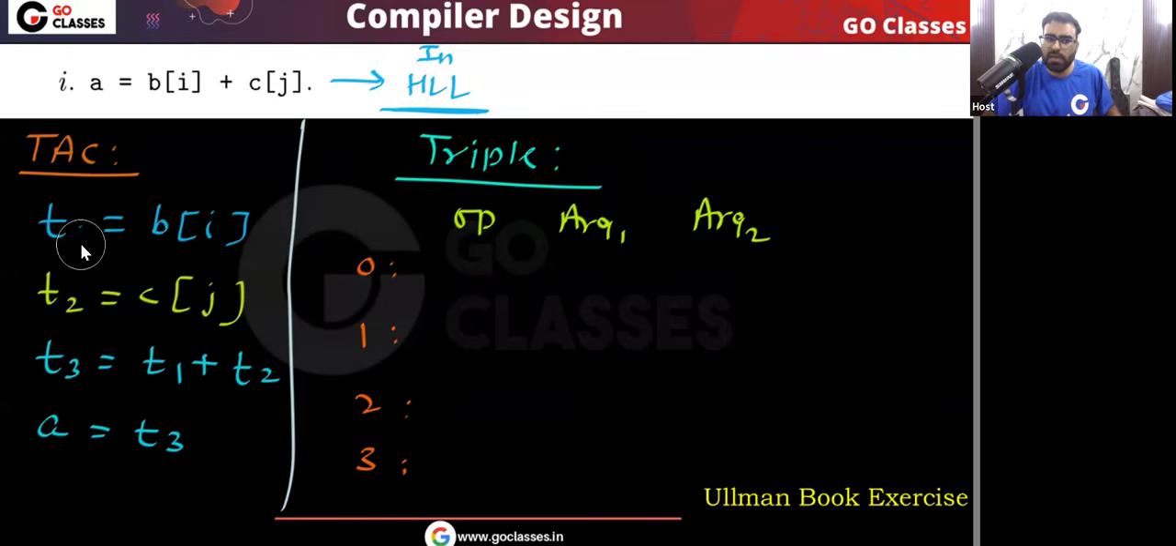Okay, then what will happen? Whenever you need to refer to t0, it means you are referring to the position 0. Whenever you need to refer to t2, then you are referring to the position 2. Are you getting my point? Did you understand this small point that I'm telling you?